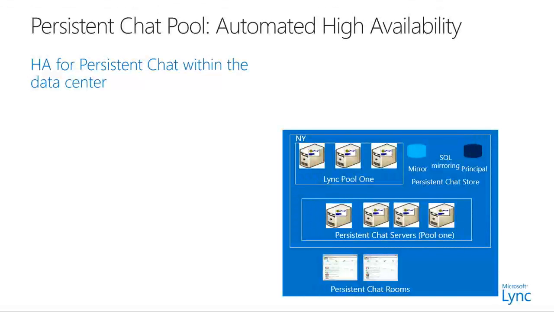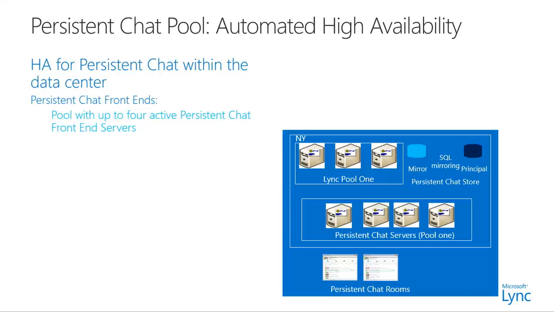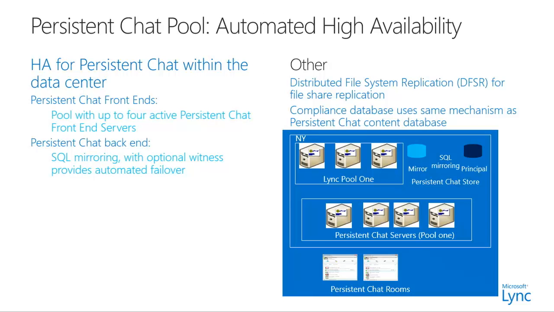So HA is available for pchat within the data center, and it supports a pool with up to 4 active persistent chat front-end servers with SQL mirroring, and using distributed file system replication. The compliance database uses the same mechanism as the persistent chat content database. So there's full support for HA and DR within pchat.